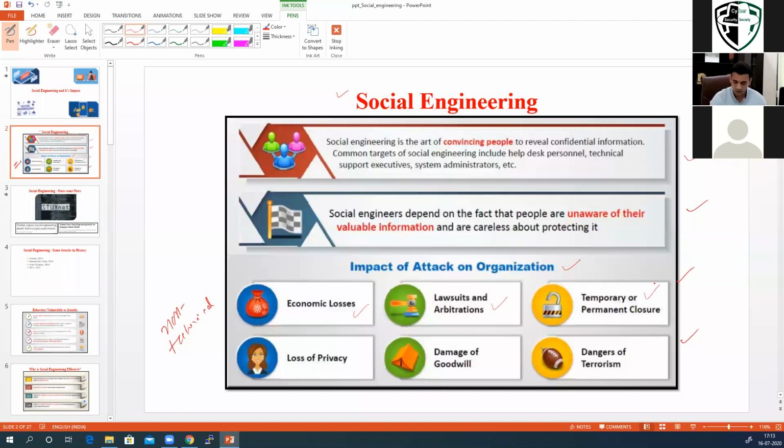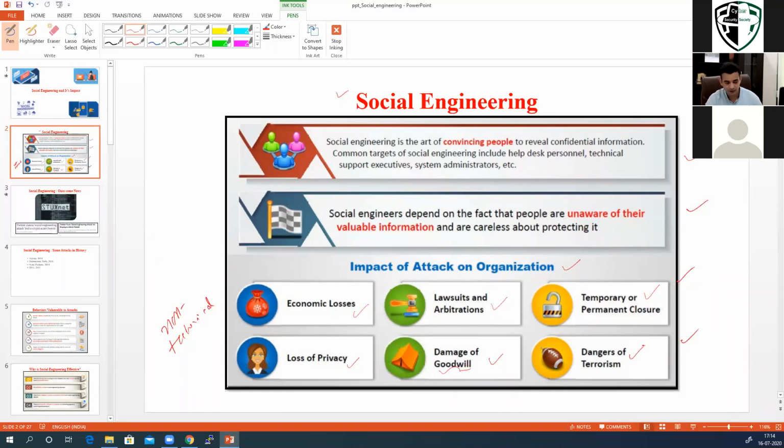This happens in almost all attacks. That is why there is a loss of privacy. Damage of goodwill: goodwill is your entity, your existence in the market. Any information stolen from you can be manipulated and used somewhere else, which can damage your image. So that is the damage of goodwill. Dangers of terrorism: these are some of the attacks used by attackers these days.